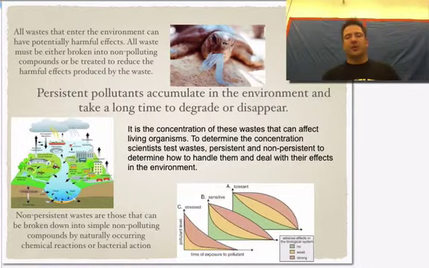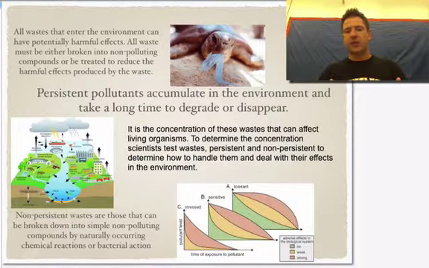So what happens along the way is that we have scientists who test the concentration of pollutants in our environment. They test both these persistent and non-persistent pollutants just to see how we should handle them, or what the best course of action is to handle these particular wastes and what effect they're going to have on the environment. They test their concentration, and they want to know how these will affect living organisms in the environment.